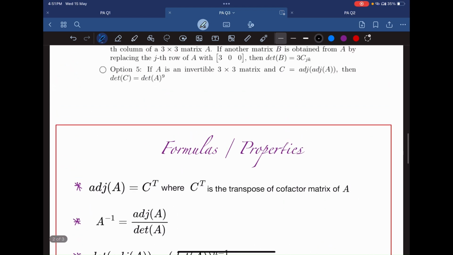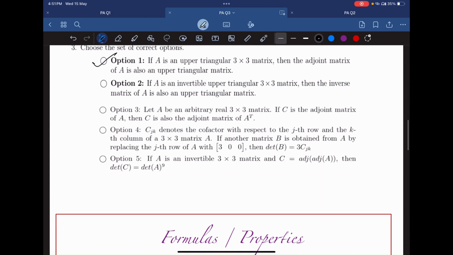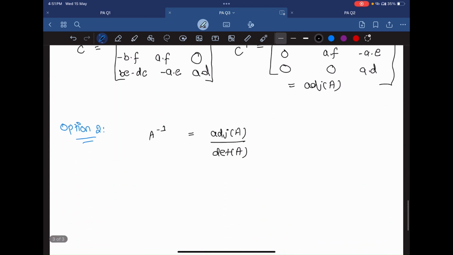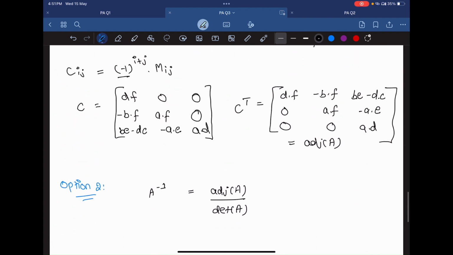So that's why the second option would also be correct, because our adjoint of A is already an upper triangular matrix. Even if we divide it by some scalar, determinant of A would be some scalar quantity. So even if we divide it by its scalar, it will still remain in its upper triangular form. So that's why option 2 is also correct.